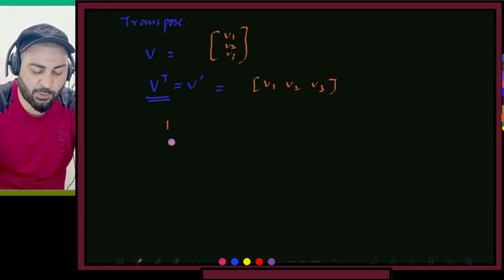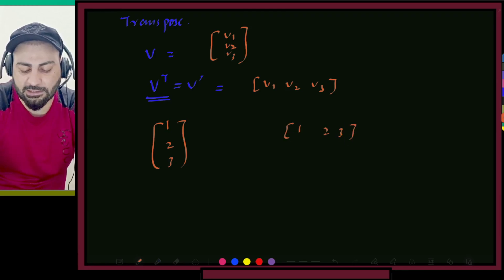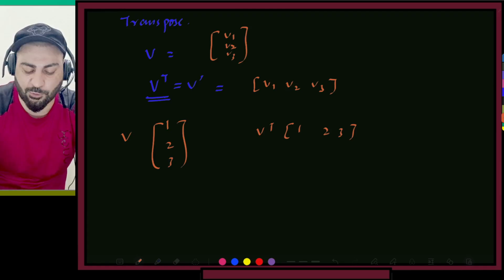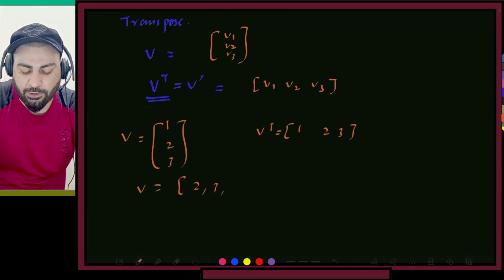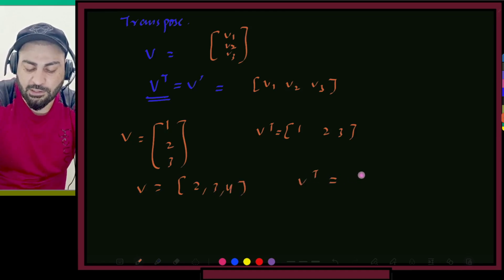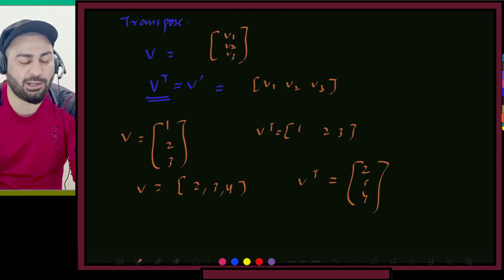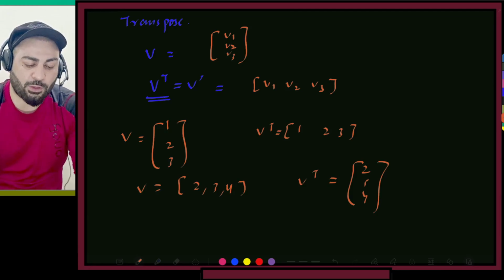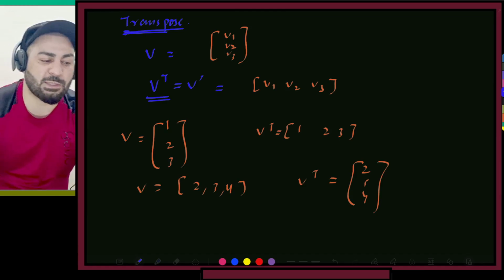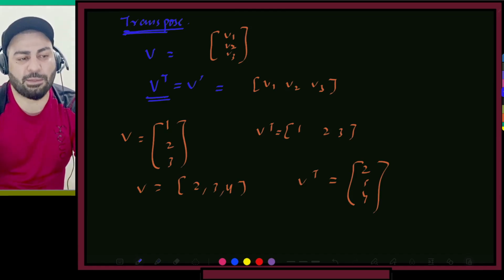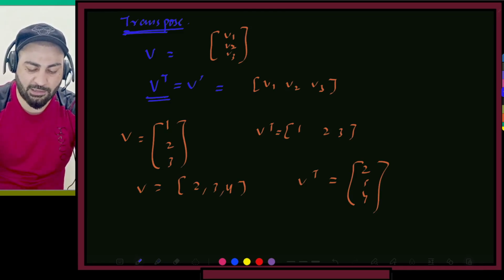Let's suppose we have a vector 1 2 3. If I apply transpose on this, it will become 1 2 3 as a row. This is v, and this will be v transpose. Similarly, if I have a vector v equal to 2 3 4, then v transpose will be 2 3 4 like this. So this is one operation that can be done. Now we have a world, and in that world we have vectors. What can we do with vectors? The first thing we saw is transpose. What does this transpose signify? It's some transformation, it does something. Let me show you what it does.